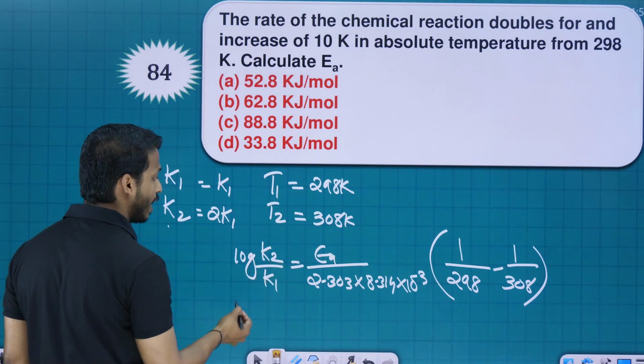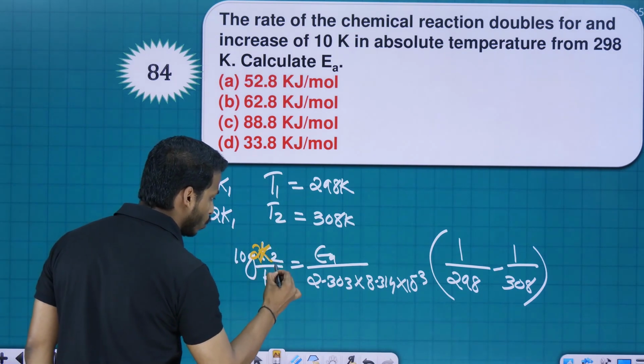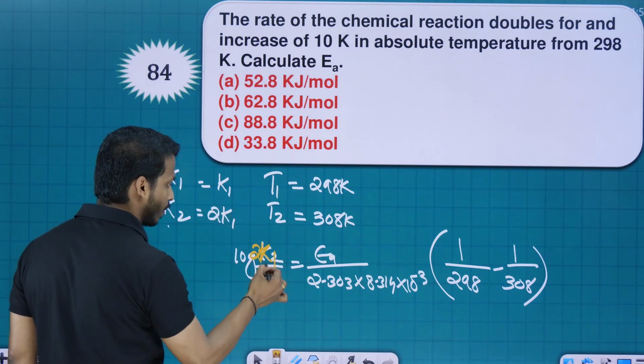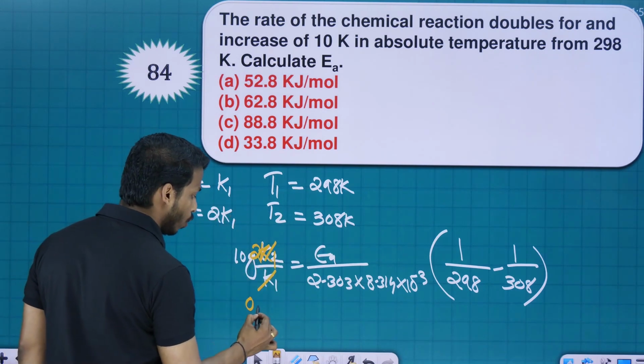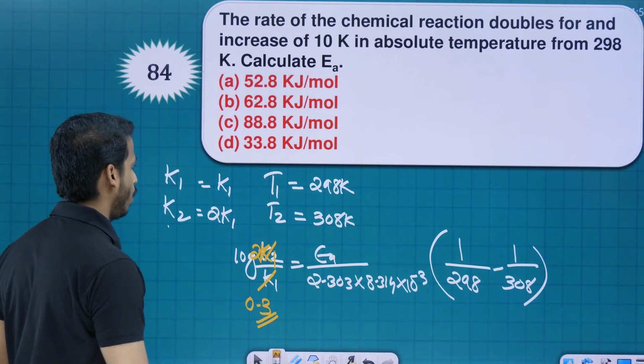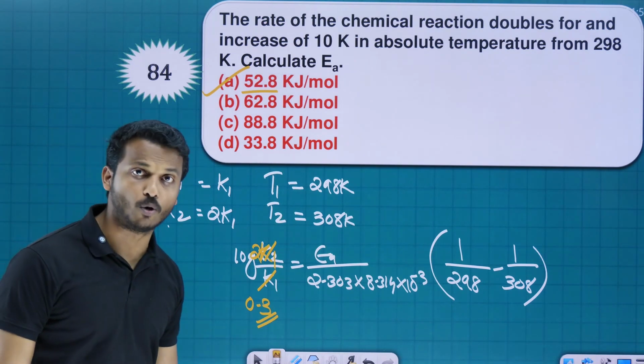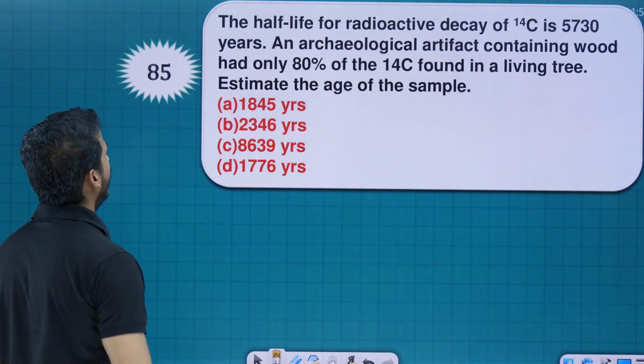So what will be log K2 by K1? K2 we written as 2K1, right? So we can write as 2K1 and K1 is K1 itself. K1 by K1 is what? Log 2, you know, 0.3010, 0.3 is enough. Okay, so we will get around 52.8 kilojoule per mole. Cross check it all of you, the value.